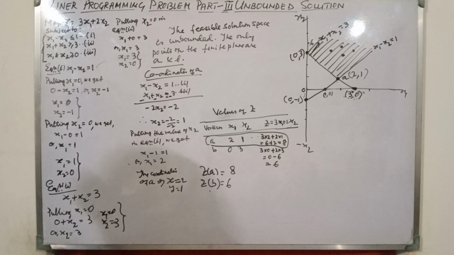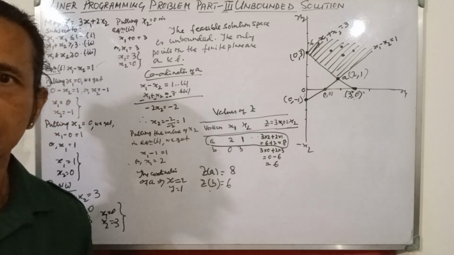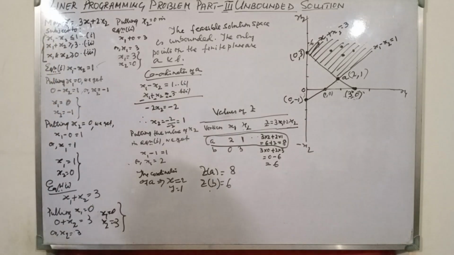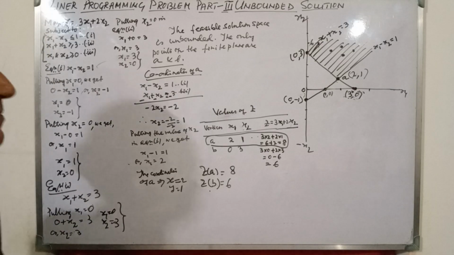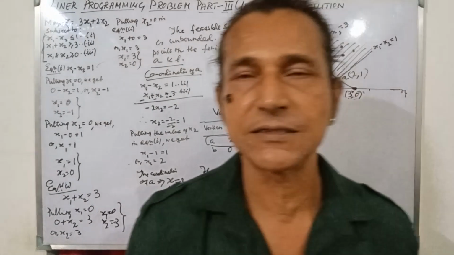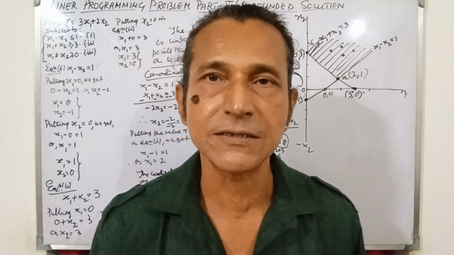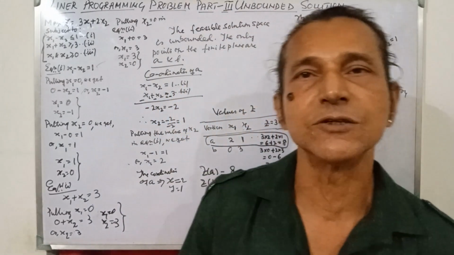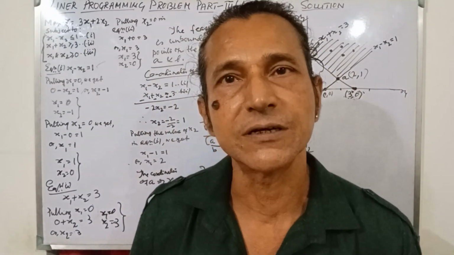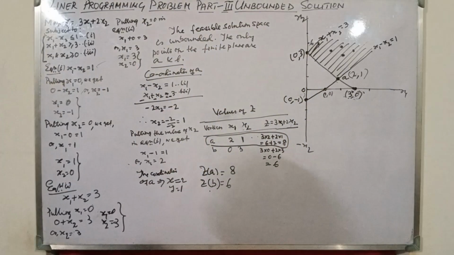In my previous videos, I have discussed relatively simpler LPP problems, and here I have discussed one exception, that is unbounded solution. Situations may arise when there is no optimum solution to the LPP. We have taken one example.